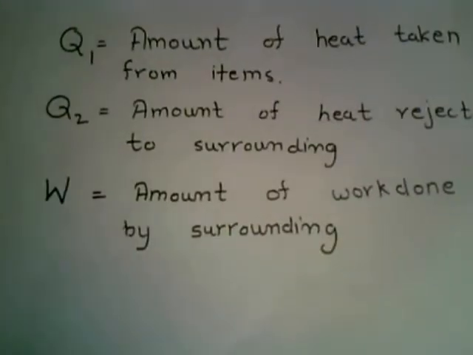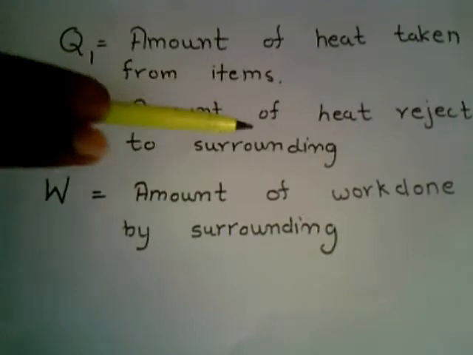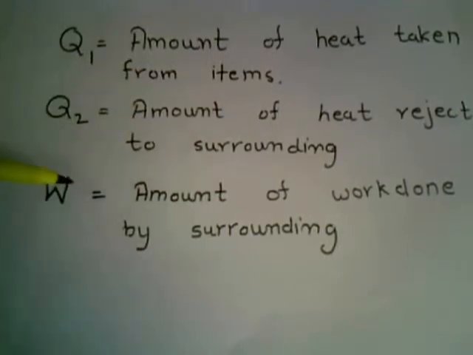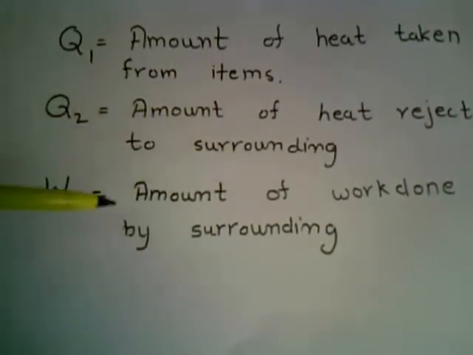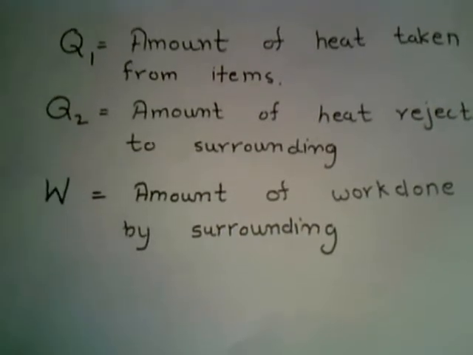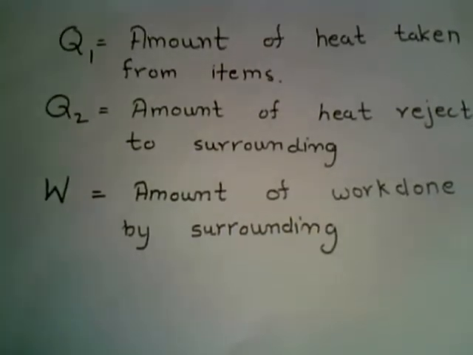We are repeating again. Q1 is the amount of heat taken from the items, Q2 is the amount of heat rejected to the surrounding, and W is the amount of work done by the surrounding in taking out Q1 amount of heat from the items and rejecting it to the surrounding.